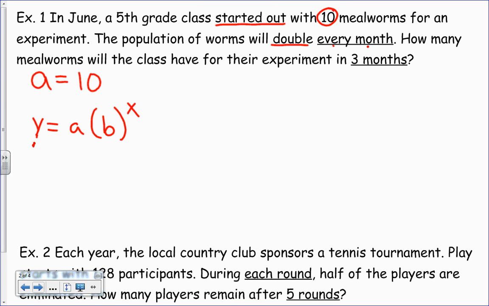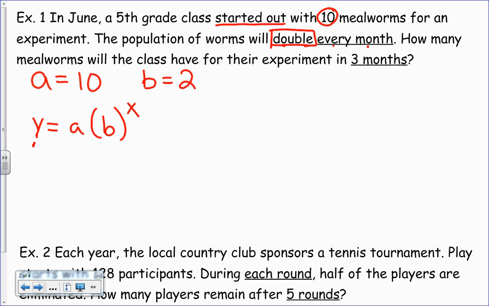Now going back to that sentence, it also says double. If something doubles, that means you multiply it by 2. Now, that value, the double, the triple, the cut in half, all those words are your B values. Those are your growth or decay. Doubling is growth. So in this case, B is 2, because if you double, you multiply by 2.